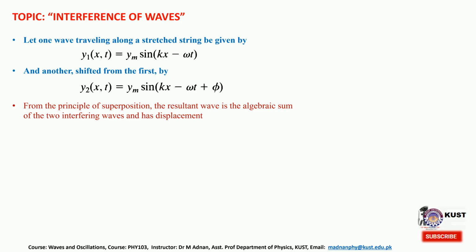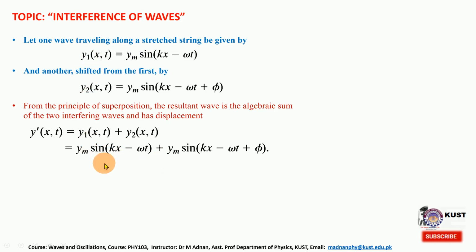Now, the phase constant depends upon the two waves, that is, how much the two waves are out of phase. Now, using the superposition principle that we discussed on the previous slide, we can add these two waves to get the resultant wave. Using the expressions of y1 and y2, we have ym sine of kx minus omega t and also ym sine of kx minus omega t plus phi.